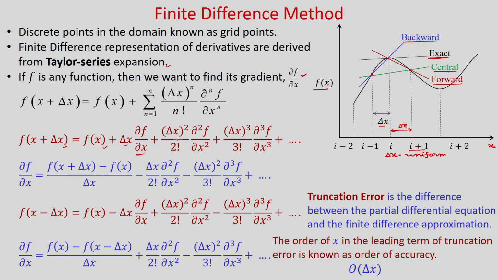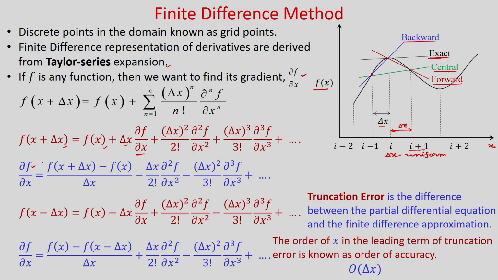So, dividing by delta x, and taking these terms to the left-hand side, you will get minus delta x square by delta x. So, you will write minus delta x by factorial 2 del 2 f by del x square minus delta x square by factorial 3 del cube f by del x cube plus the higher order terms. So, you can see that this derivative we have expressed in terms of the discrete points using a forward point at I plus 1, that is f x plus delta x.